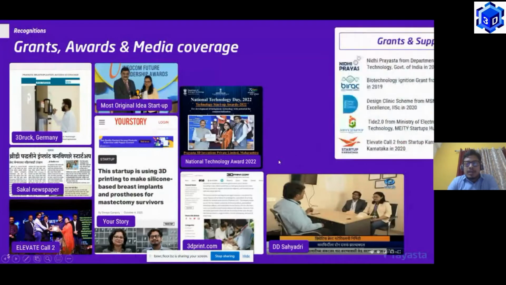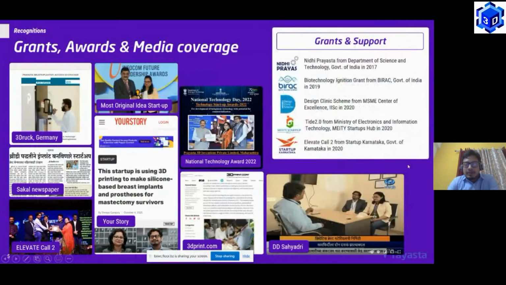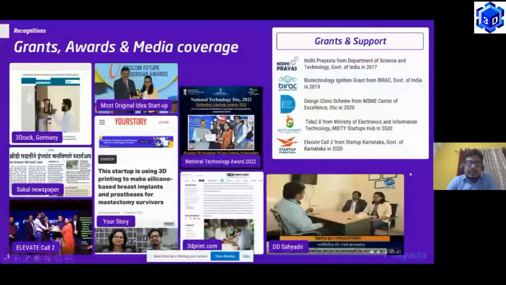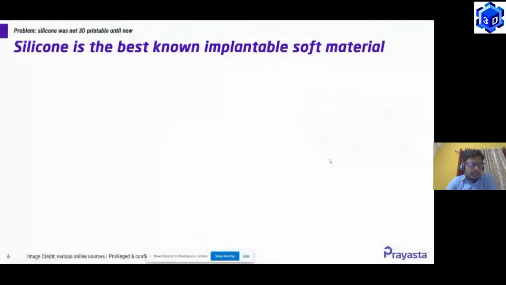And of course, very much acknowledging a lot of grant support that we have received from government through different phases of our product, which is a silicone 3D printer. So various grants. And now let's directly come to the problem.